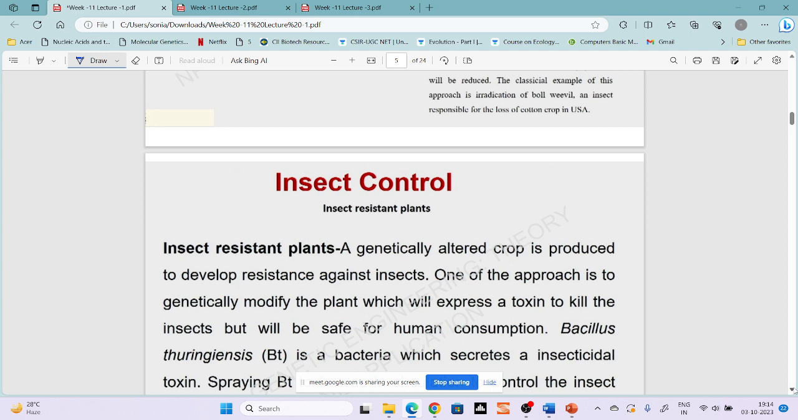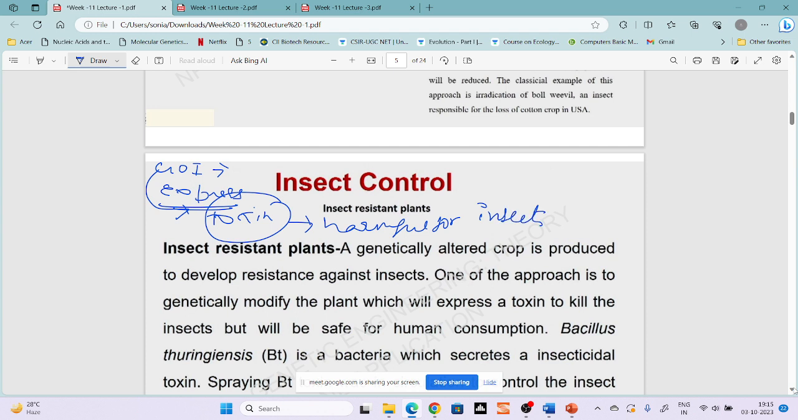So what kind of genetic engineering was done here? Basically they genetically modified the plant so that it expresses a toxin which will kill the insects, but is safe for human consumption. That means, as we have studied, you can take any gene of interest and express it with the help of genetic engineering. The gene of interest that they took was a toxin. This toxin is harmful for insects, but not harmful to humans.